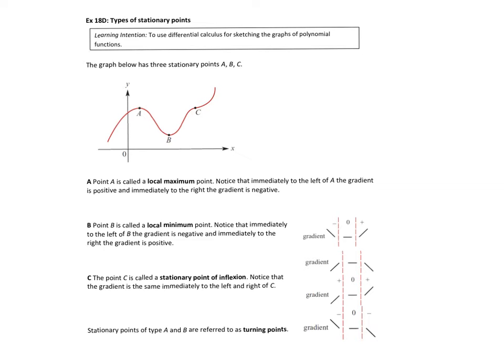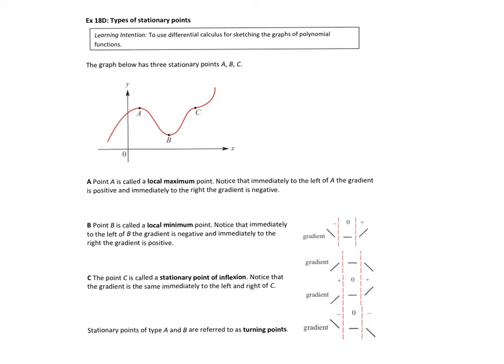Knowing what's happening around our stationary point will help us to identify what type we have. That is, is it a maximum, a minimum, or a point of inflection? And therefore that will help us when we come to sketch our graph.